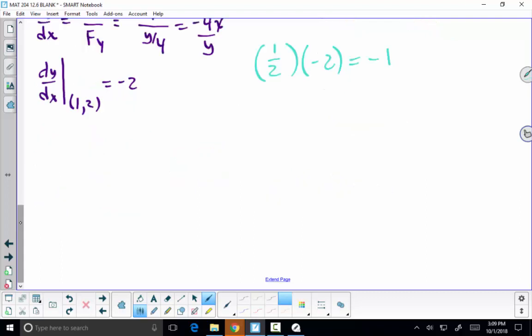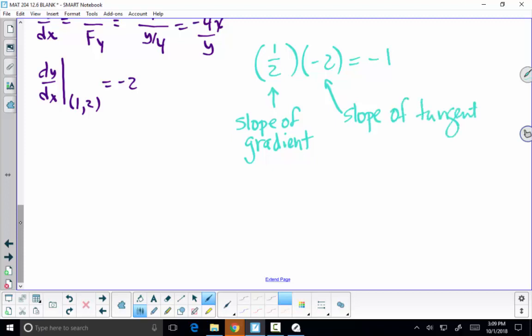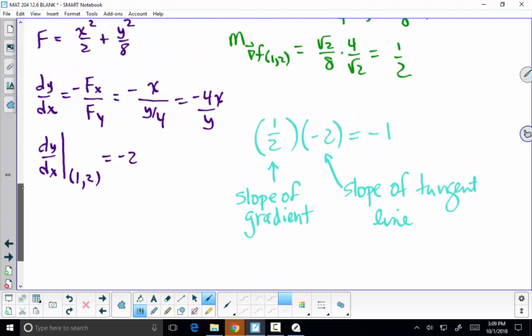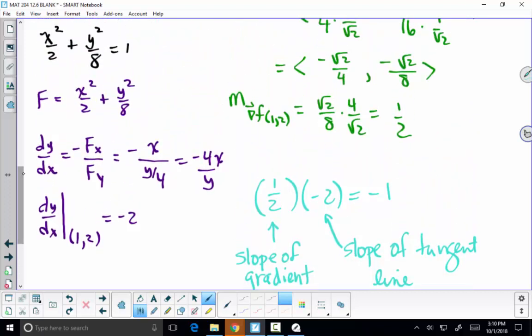So this says, let me write it here, I'll slide back up in a second. This is the slope of the gradient, and this is the slope of the tangent line, and the product of them is -1. So the slope of the gradient multiplied by the slope of the tangent line is -1.